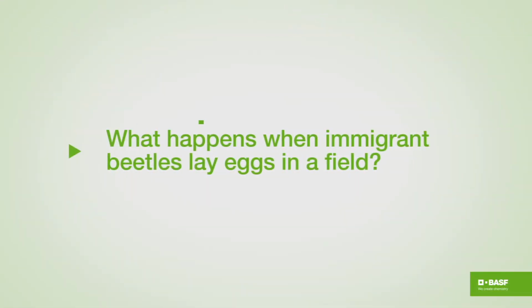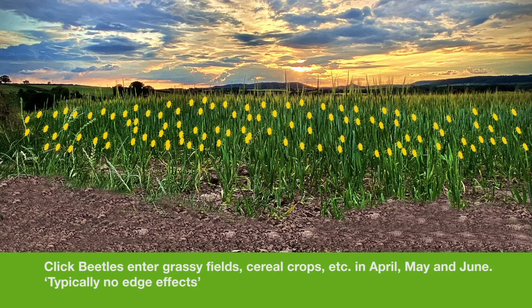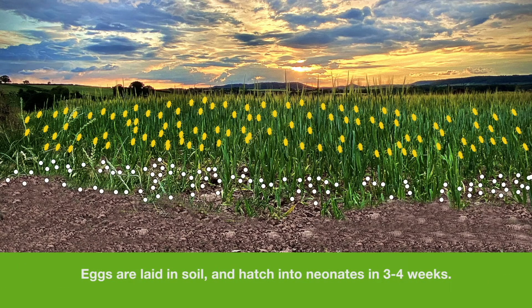So what happens when an immigrant beetle population comes in to a field? Well, they move in usually in spring months, April, May, and June. Typically, there's no edge effects, as with some insects. They come in and they fly around and walk around and eventually lay eggs all through the field. So these eggs hatch into neonate wireworms in 3 to 4 weeks.